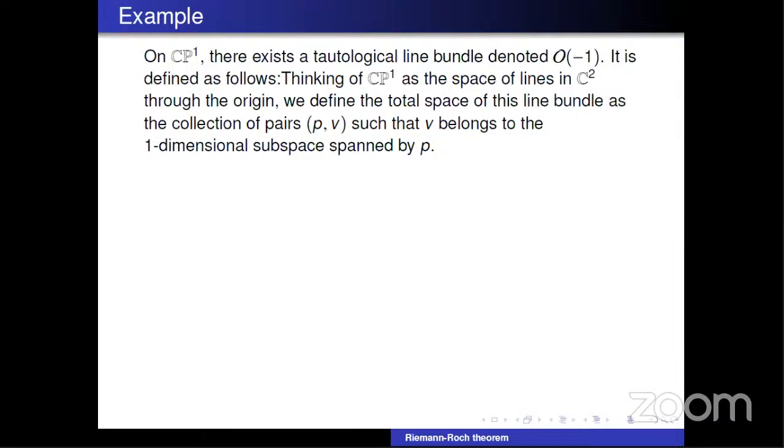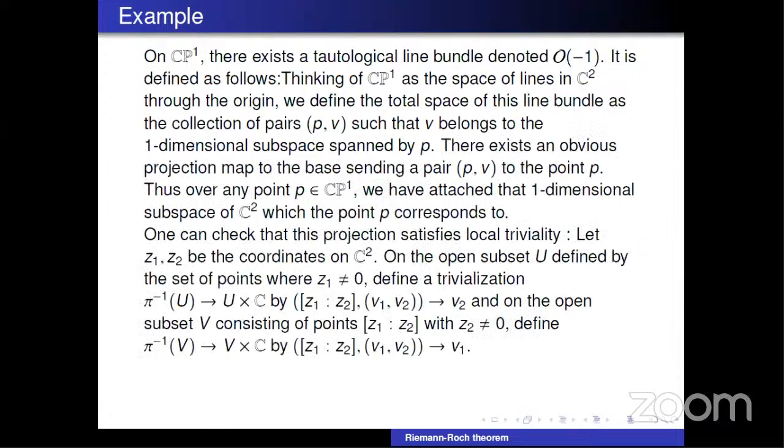Thinking of CP1 as the space of lines in C2 through the origin, we define the total space of this line bundle as the collection of pairs (P, v) such that v belongs to the one-dimensional subspace spanned by P. So all pairs (P, v) such that v is a vector in that one-dimensional subspace of C2 that P defines. There exists an obvious projection map to the base, sending a pair (P, v) to the point P. Thus, over any point P in CP1, we have attached the one-dimensional subspace of C2 which the point P corresponds to. Now, one wants to check that this is a holomorphic line bundle.